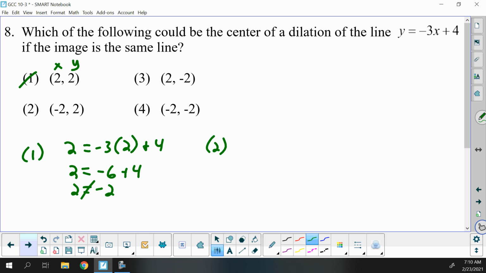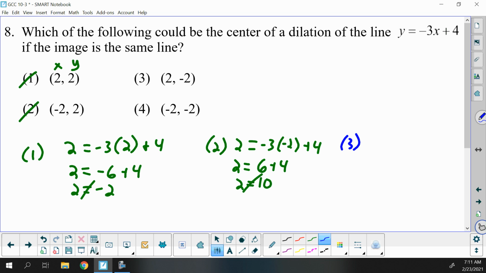Let's try choice 2. We're putting 2 in for y. Now we're putting negative 2 in for x. So we'll have negative 3 times negative 2 plus 4. This will be 2 equals 6 plus 4. Or in other words, 2 equals 10. That's not a true statement. So negative 2, 2 is not on our original line, meaning that would create a parallel line if that was our center of dilation.